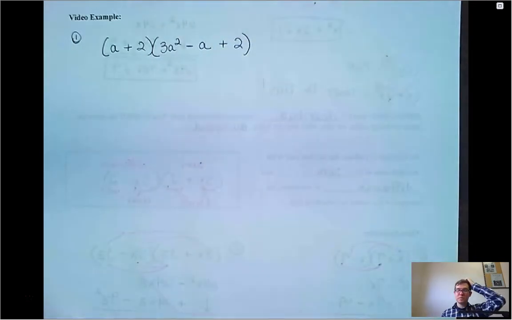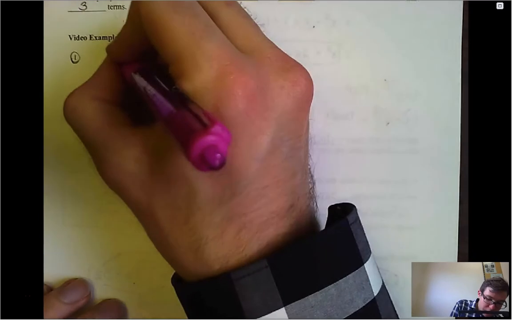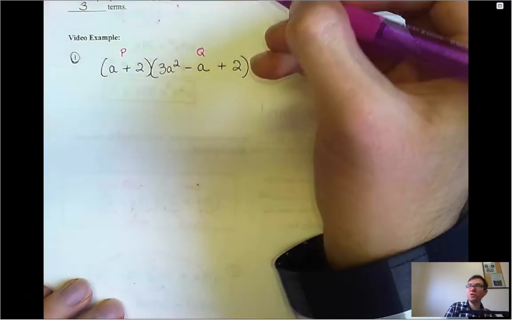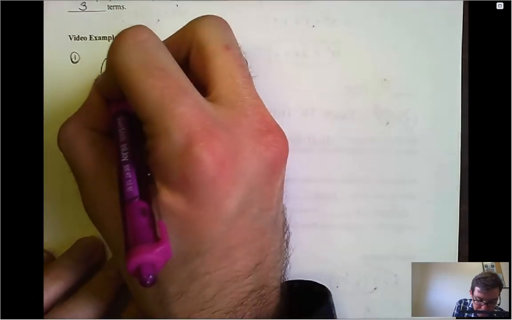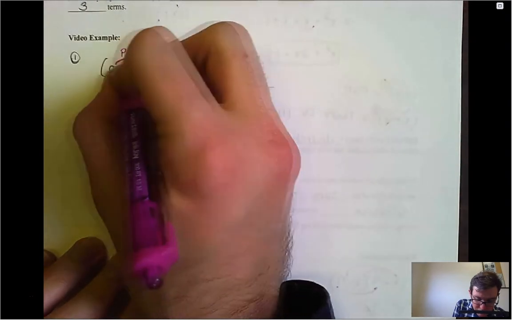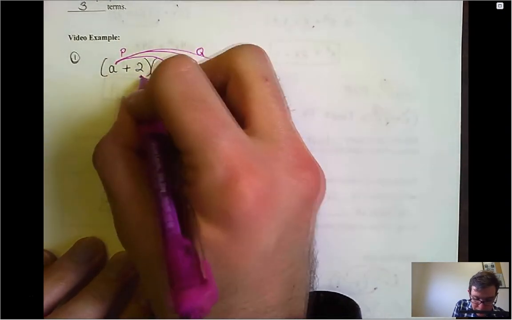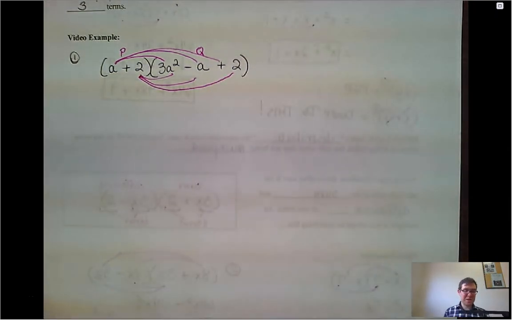plus 2. Okay, so it's still the same process. We have a polynomial, we'll call this one p, we'll call that one q. All right, we have a binomial, we can multiply by a trinomial, we can multiply every term in p by every term in q. So we'll multiply the a and multiply the 2 also to every term.